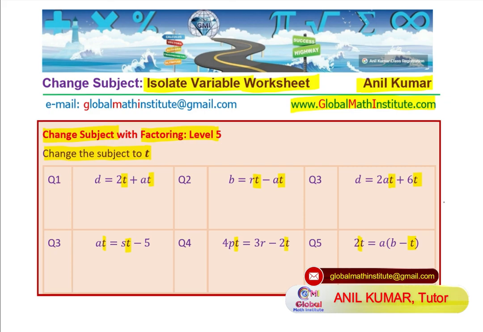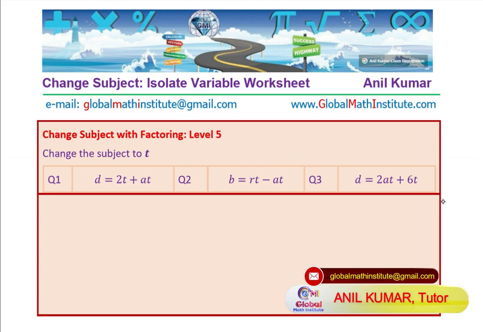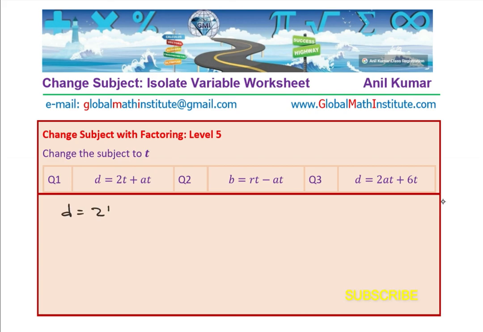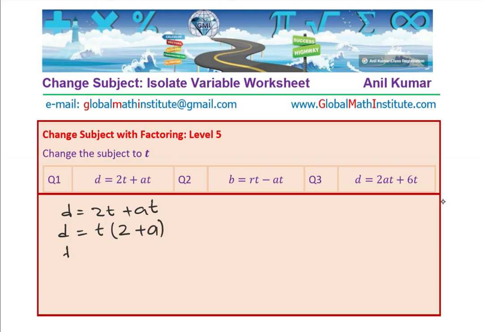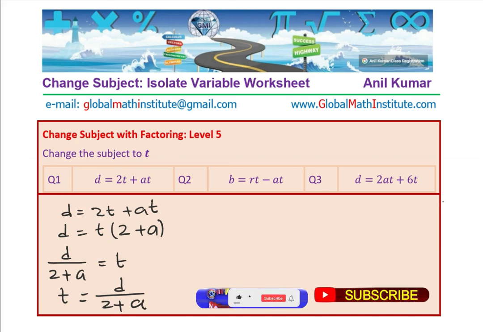So let's begin with the very first set, which is d equals 2t plus at. Now in this case, on the right hand side, I could factor t. In both the terms, it is a common term. So 2 plus a becomes another factor. And now I could divide both sides by 2 plus a to isolate t, right? So it is customary to write t on the left hand side when we want to change the subject. And therefore, I'm writing it like t equals d over 2 plus a. Makes sense? So that is our answer. You can follow this technique and do the others.